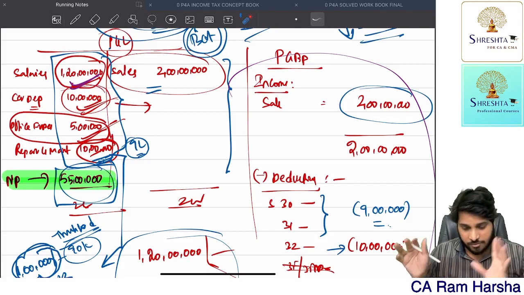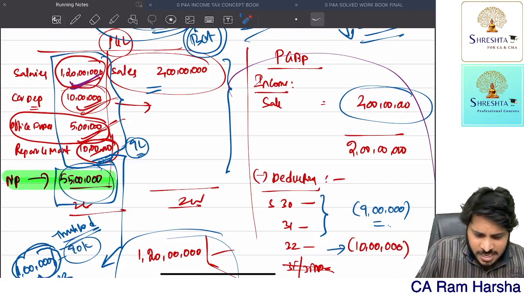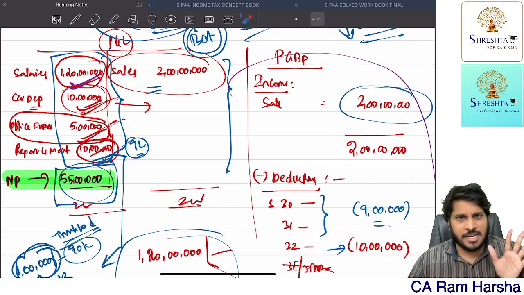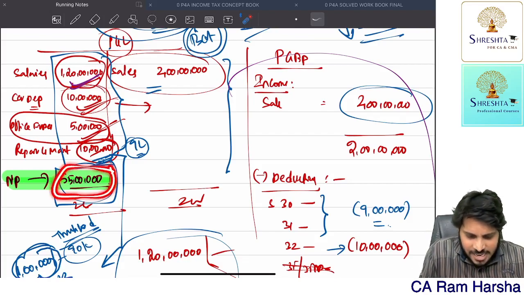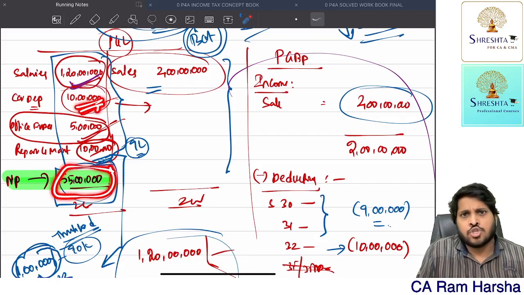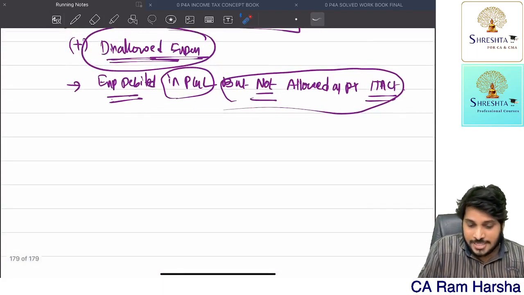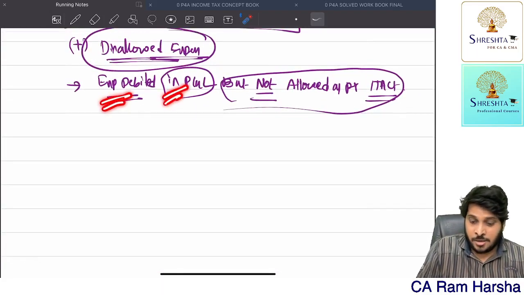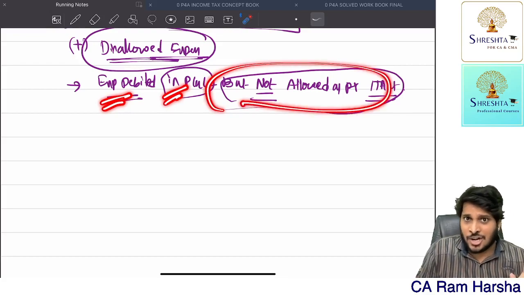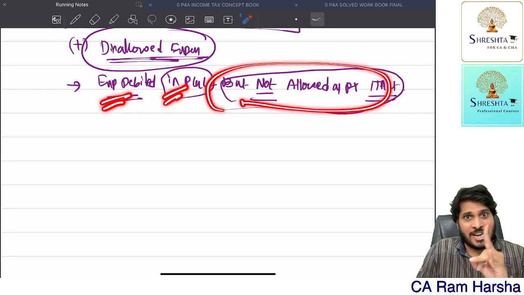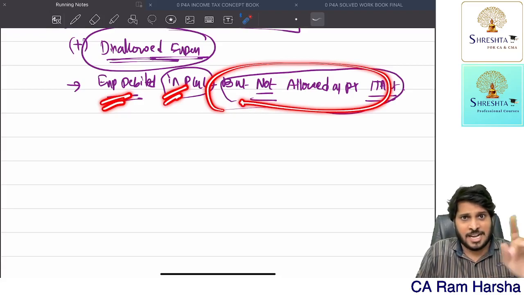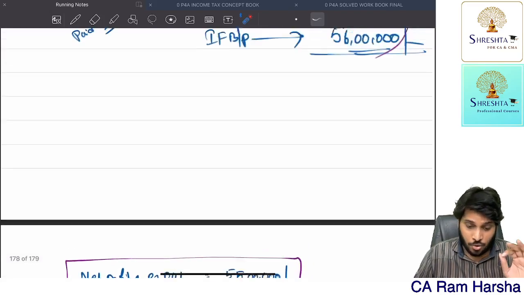Getting it? Fine. Anyhow, since this 10 lakhs is already debited in P&L, and for calculating 55 lakhs it is already reduced, should I once again reduce? Not required. It is an expenditure debited in P&L, depreciation, but is it not allowed as deduction? No, nothing. As per income tax also, 10 lakhs depreciation. You already debited 10 lakhs. No treatment. That's it. Okay, very good.